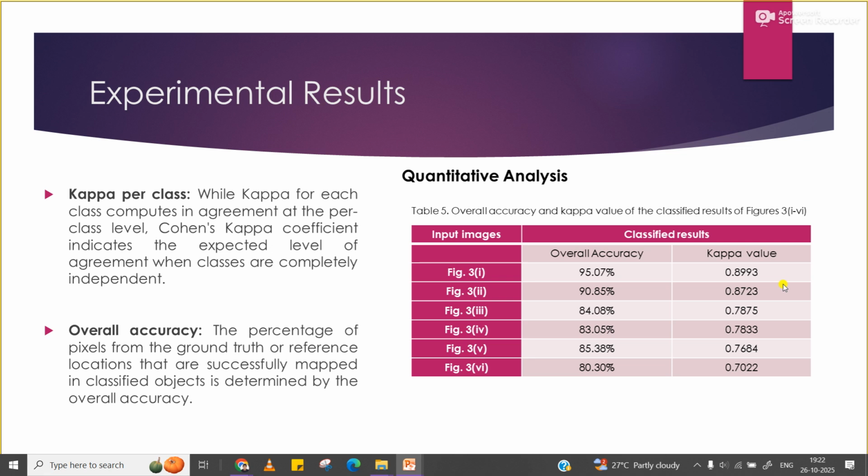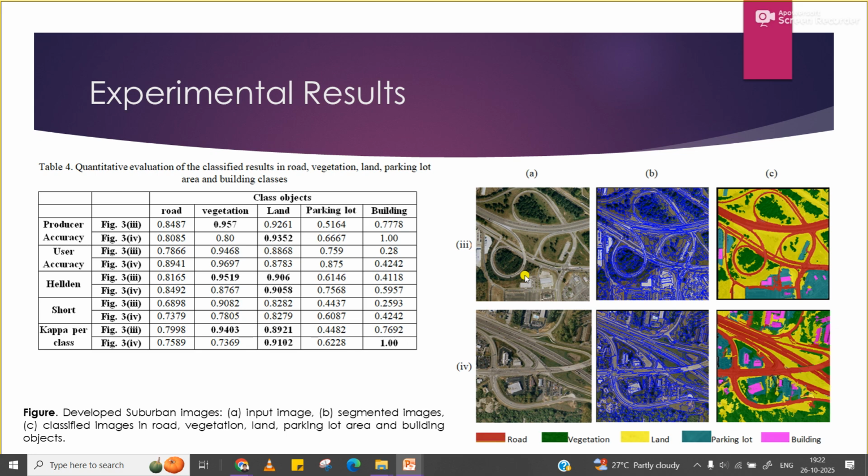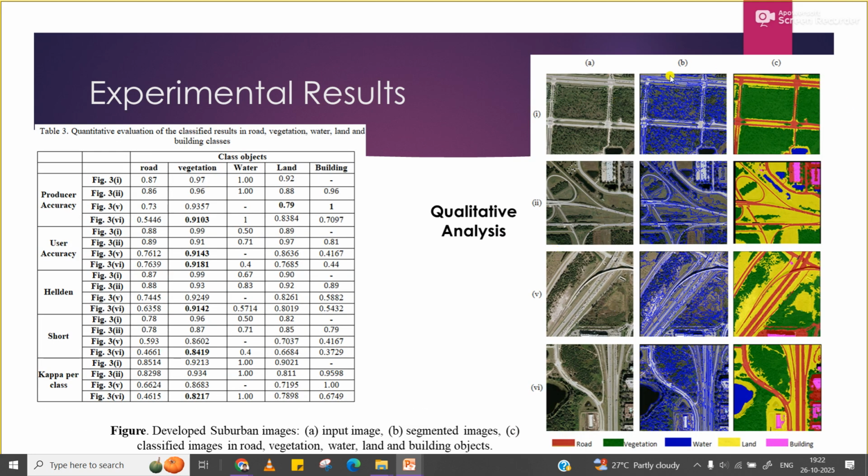These are the calculated final overall accuracy and kappa values for all the images. Kappa, as we already know, shows the assignment agreement, and it is showing a better one for the first image, and this one actually.